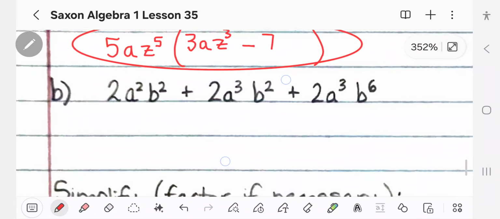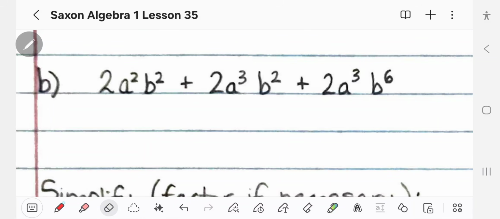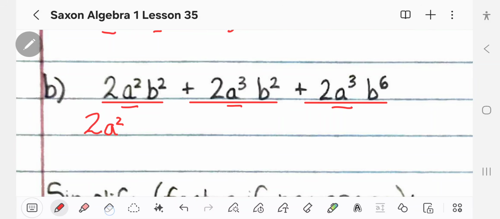All right, great. Let's look at B. Erase that. B, we're going to look. We've got 3 terms. And what do they all have in common? I bet you see something, don't you? They've all got a 2 in common. All right, let's look at these A's. A squared, A cubed, A cubed. They've got an A squared in common.